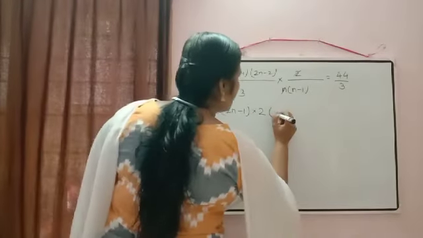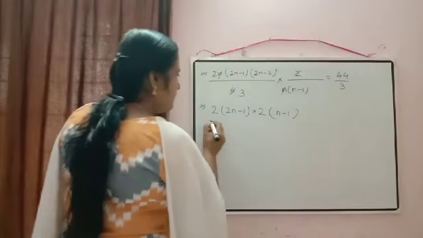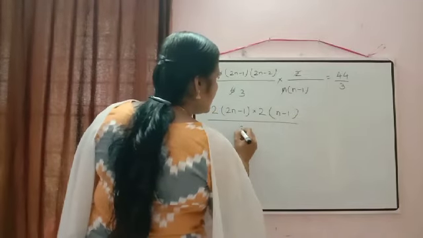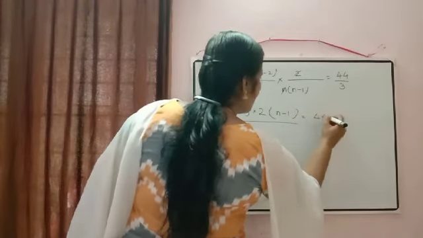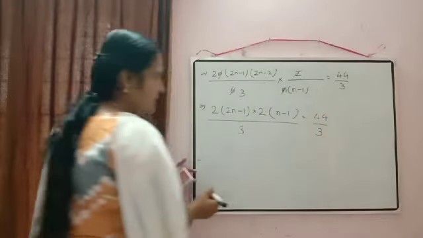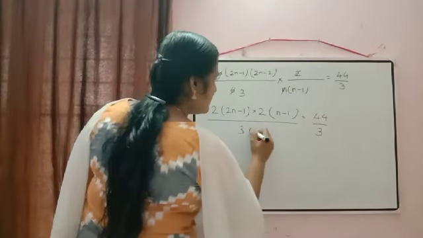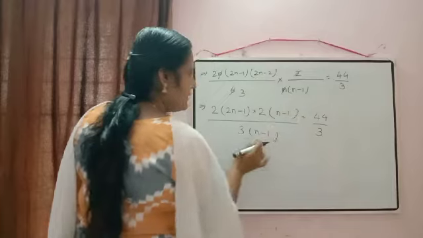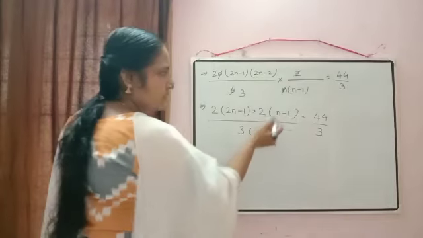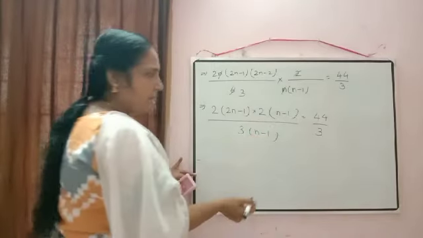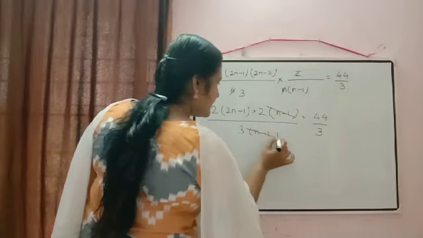Inside the bracket what will remain? N minus 1 will remain by 3, which is equal to 44/3. And here n minus 1 is also there, 3 and n minus 1 in the denominator. So just to check, these two expressions are the same, so that also will get cancelled there.